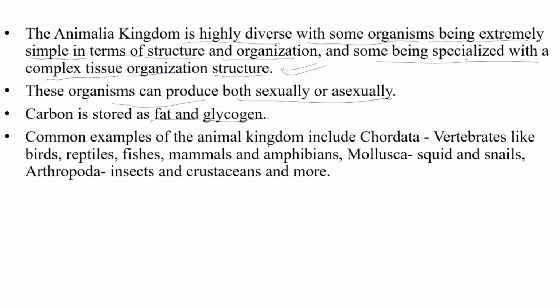Common examples of animal kingdom include Chordata, that is vertebrates like birds, reptiles, fishes, mammals, amphibians. Phylum Mollusca includes squid and snails. Phylum Arthropoda includes insects, crustaceans, and more. You can give any examples of kingdom Animalia. You all must be familiar with the animals.